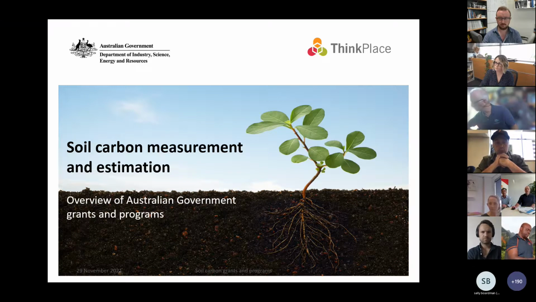And I know some of you on the call, or many of you possibly, have been closely involved in the development of the method. So that new method builds on the existing measurement-based method, and aims to support increased uptake by increasing flexibility, as well as reducing the cost of measurement by allowing use of models.